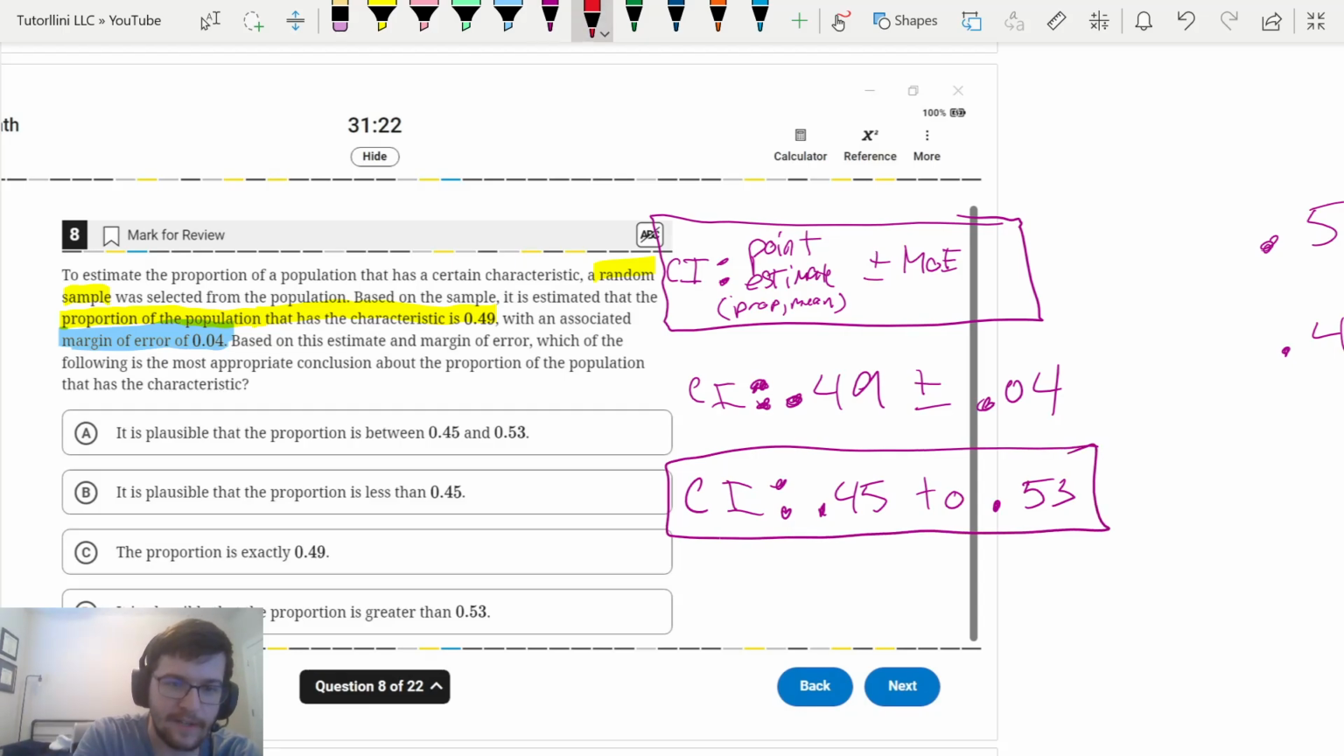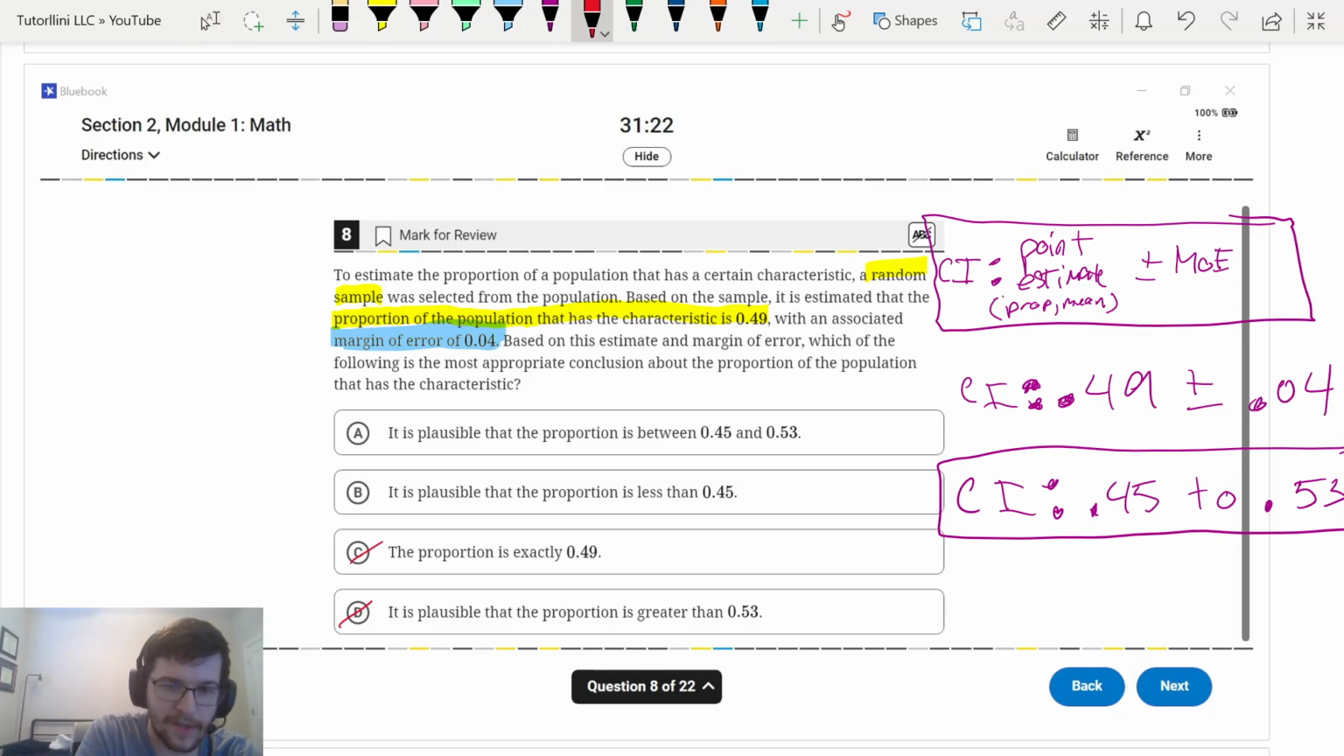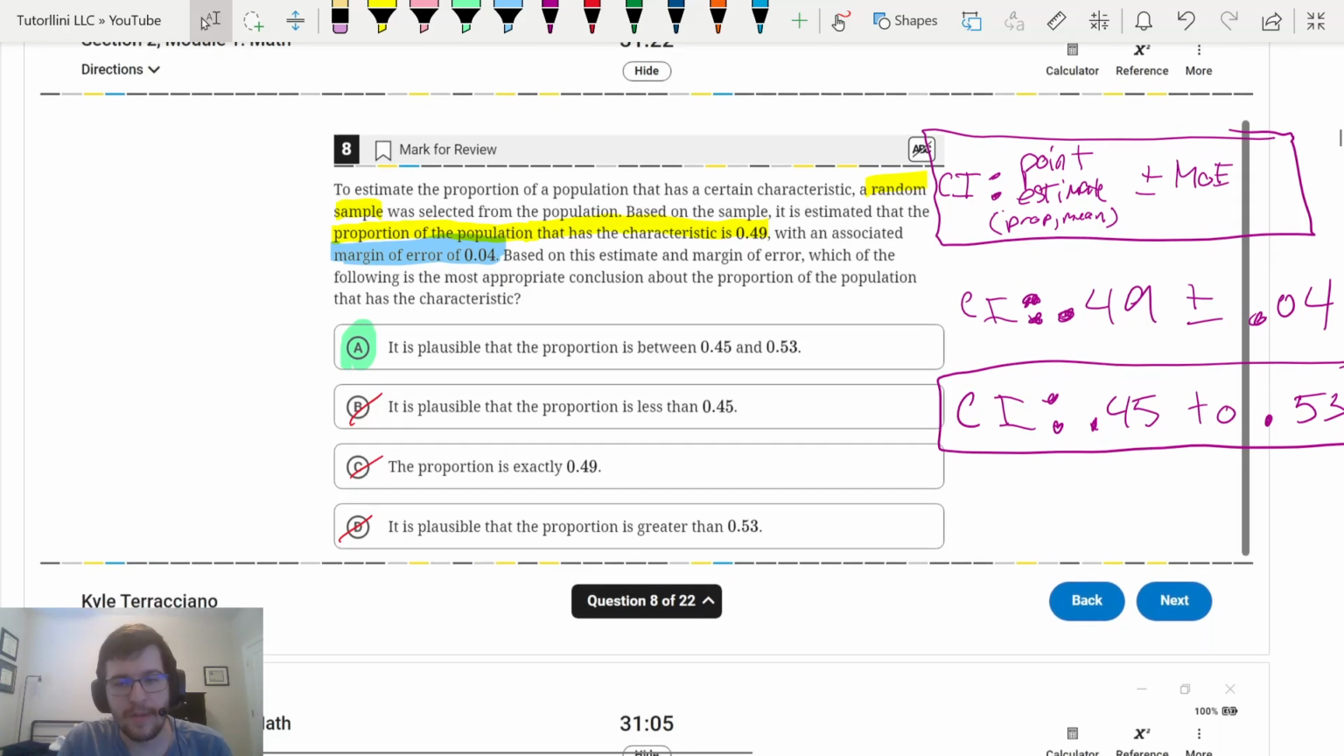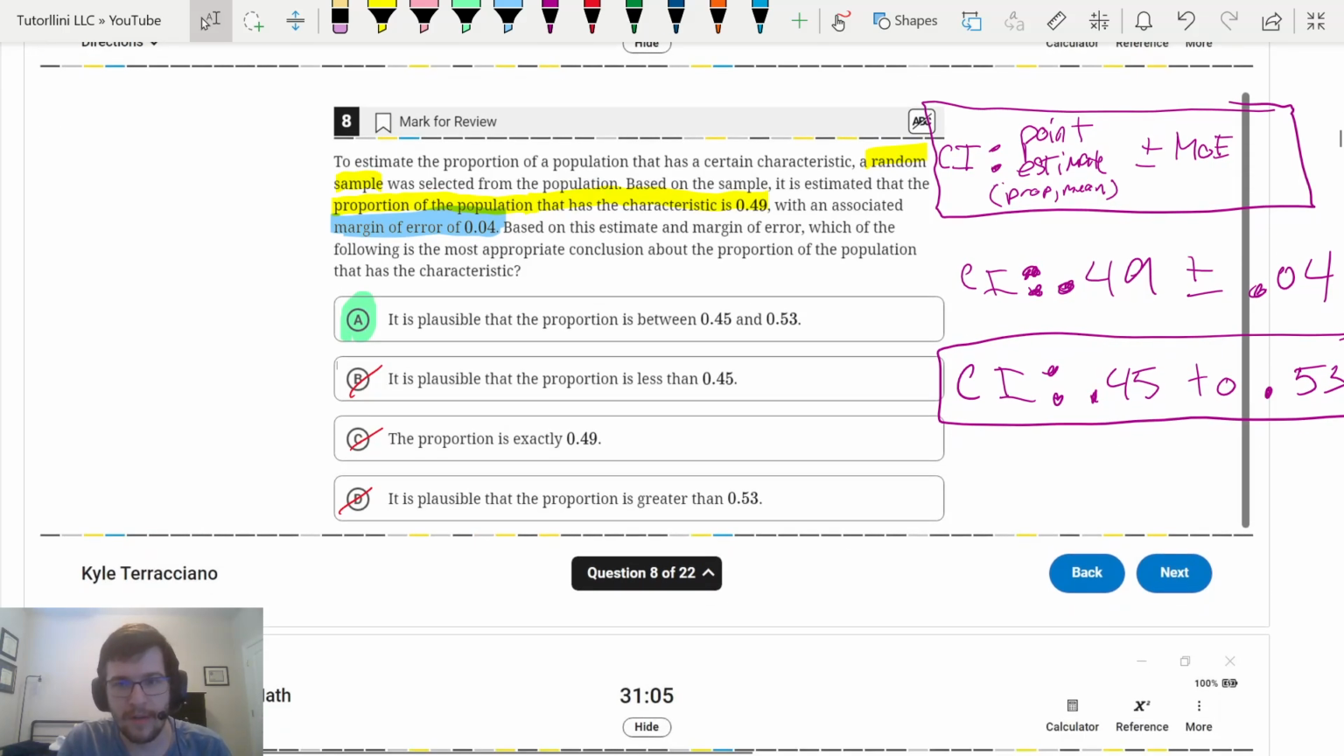Right away, you see the only one that even mentions both those numbers is A. So you really didn't even need to interpret it that well. But as I told you, it tells you that it is plausible that the proportion is between 0.45 and 0.53. If we put this as a percentage, we would say it is very likely that the population proportion is between 45% and 53%. It doesn't describe what they're doing. It's about 50-50, so this might be a voting context. I'm not sure, but hopefully that clears things up.